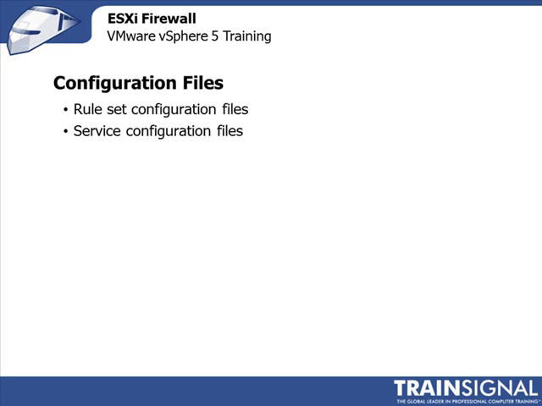From a configuration files perspective, there are two configuration files that you should be aware of. There's the rule set configuration file, and then there's the service configuration file. The service configuration file will define all the services that can come up and how you can configure those, and the rule set will configure the rules by which you can get access to certain services or open ports and stuff like that. So you have two types of configuration files that you have to be aware of.